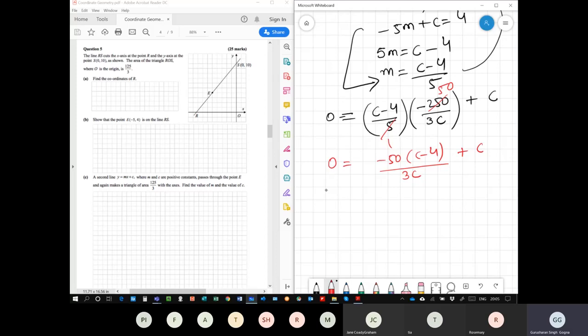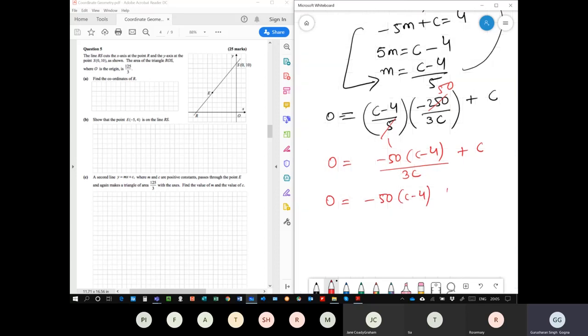I will multiply everything by, let's say, 3c. So this will be 0, this would be minus 50 times c minus 4, and I'm multiplying by 3c, so this becomes 3c square. Okay, so what you're getting is a quadratic: 3c square minus 50c plus 200 equals 0.